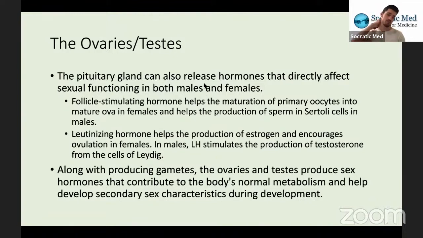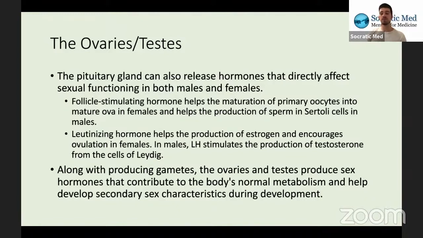Luteinizing hormone helps the production of estrogen in females, and it encourages ovulation in females. Like we spoke about, FSH and LH are huge players in ovulation in females. Luteinizing hormone is sort of that last interaction that actually allows ovulation, where the egg comes out of the follicle. In males, luteinizing hormone stimulates the production of testosterone from the cells of Leydig.